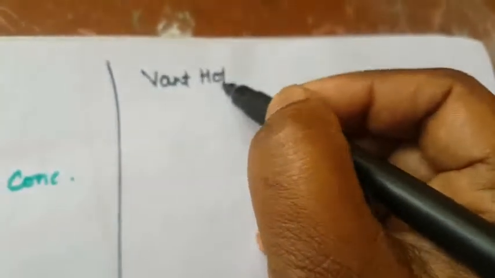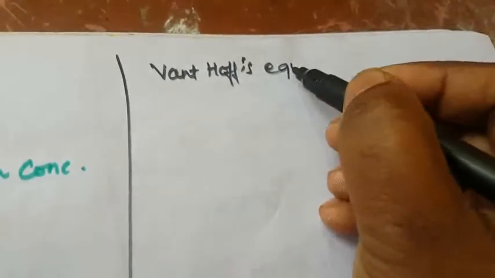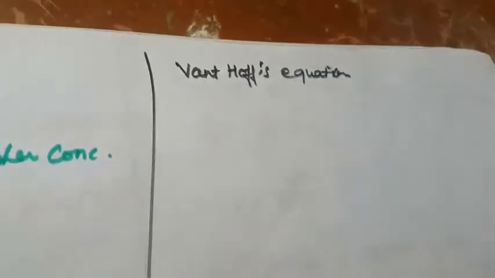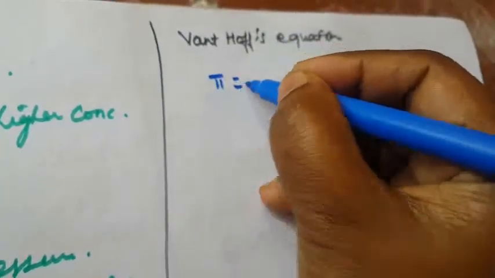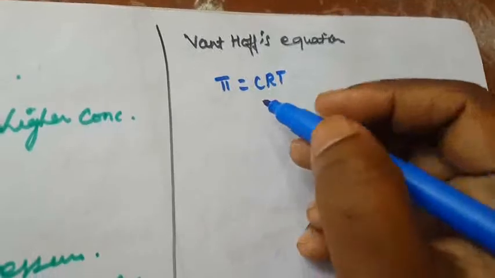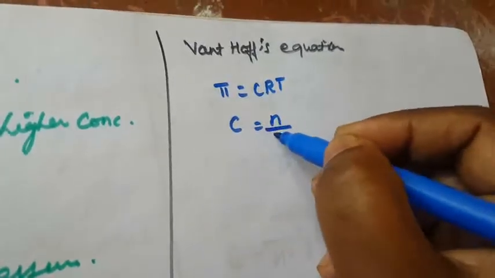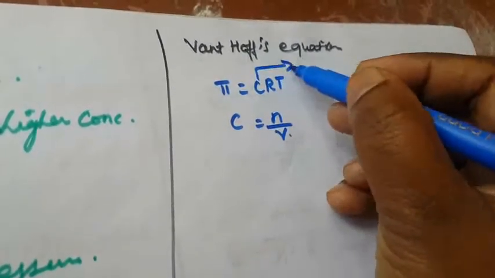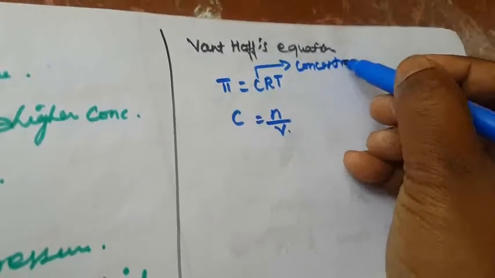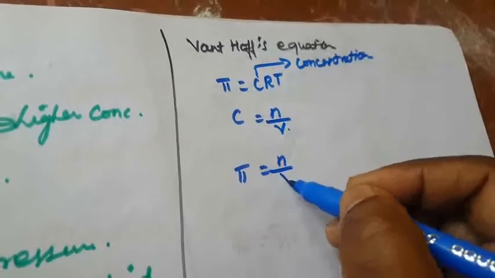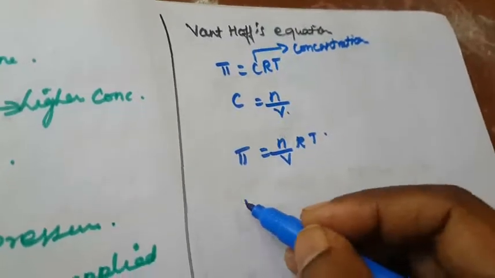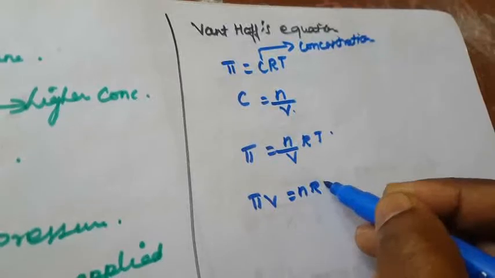According to the Van't Hoff law, what is the Van't Hoff equation? Pi is equal to CRT. What is concentration? C is equal to number of moles per volume, that is n by V. Now substitute n by V into RT. So now pi V is equal to nRT.